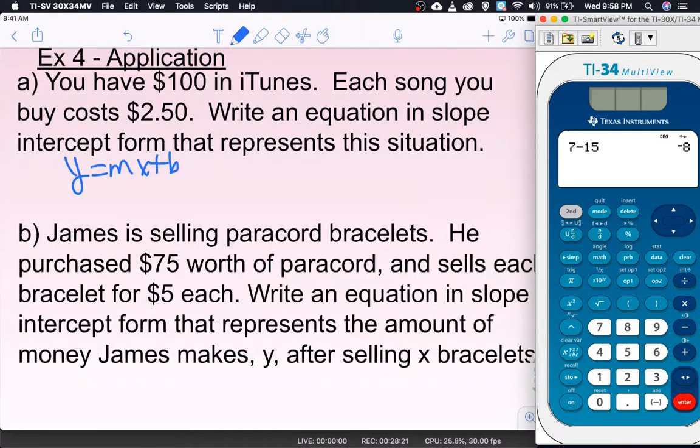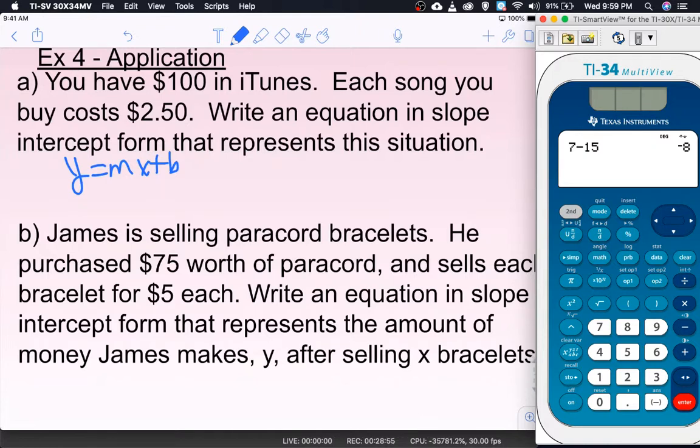Okay, this is the start of this process with word problems. We haven't really seen one yet in almost all of the examples so far in this unit. We're going to see a few. The next unit, unit 5, is all about functions, and it is going to be pretty much all word problems. Okay, so it says here you have $100 in iTunes. Each song you buy costs $2.50. Write an equation in slope-intercept form that represents this situation.